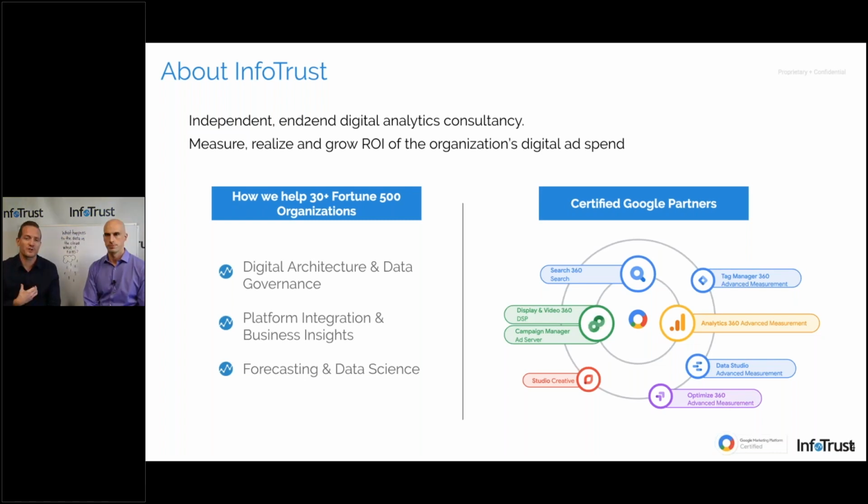A little bit about InfoTrust. We are an end-to-end analytics company. Our job is to help organizations move along their maturity framework. So where are you at in your analytics maturity? How do we help you get from point A to point B much faster? How do we bring in the muscle to help you get there? A couple of the key areas around that are data architecture and data governance. I know that's a very big factor in this space, given a lot of you have thousands of sites across the globe. Number 2 is platform integration and business insights. And the third is forecasting and data science.